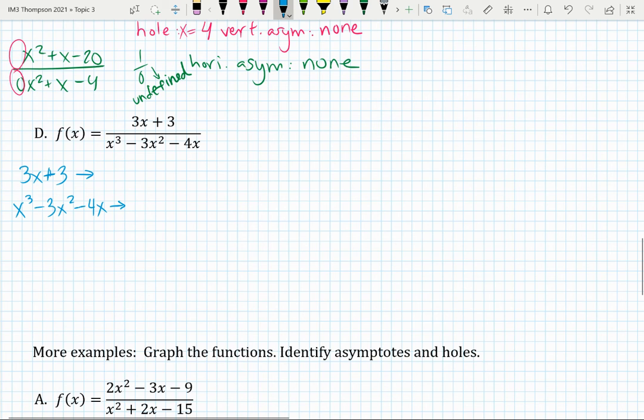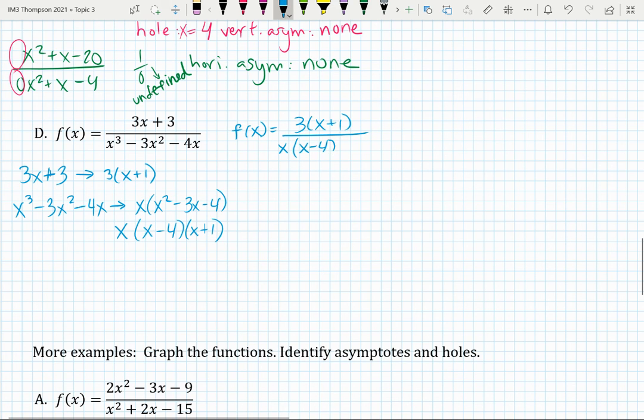Okay, when we factor the top, all you can do is take out a GCF of 3. And I'm left with 3 times x plus 1. When I factor the bottom, I can take out an x as my GCF. And then when I factor this trinomial, I have x minus 4 times x plus 1. So when I rewrite this whole thing, I have 3 times x plus 1 divided by x times x minus 4 times x plus 1.